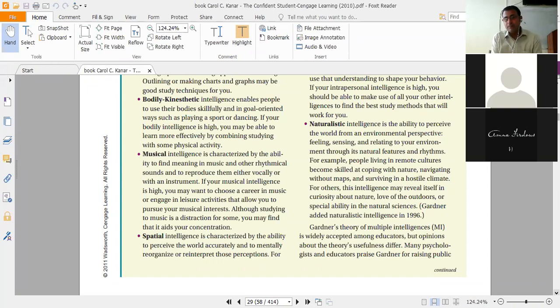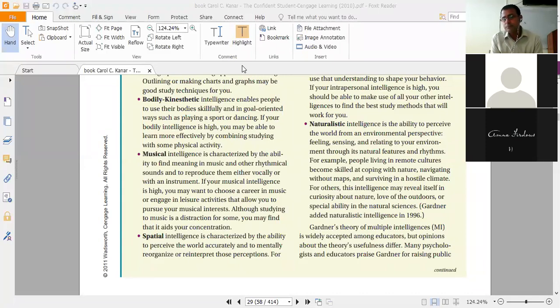For example, people living in remote cultures become skilled at coping with nature, navigating without maps, and surviving in a hostile climate. For others, this intelligence may reveal itself in curiosity about nature.